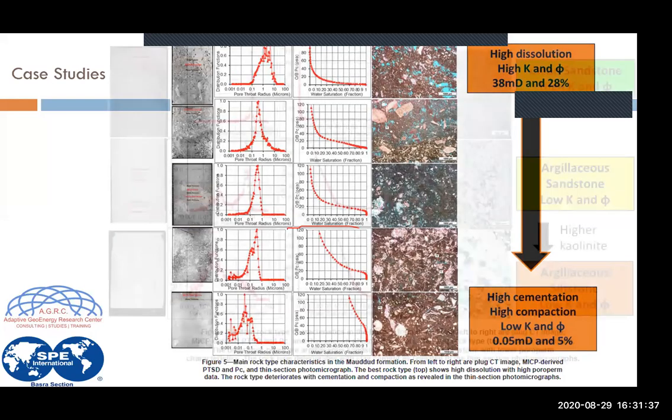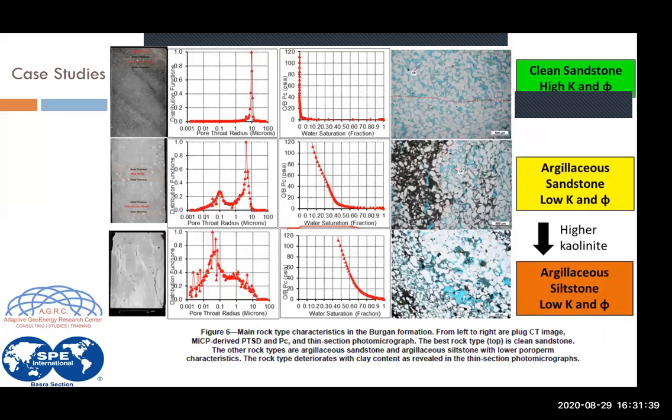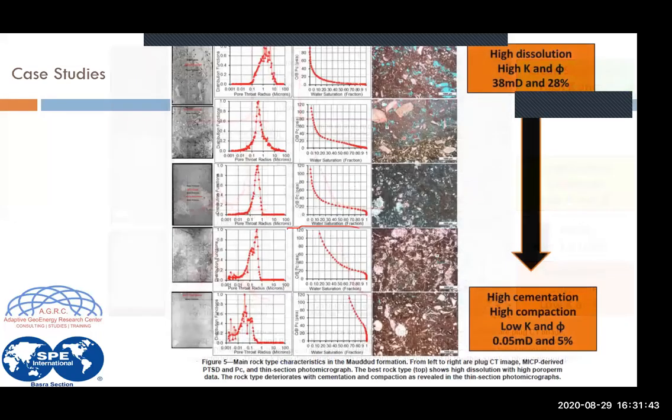Here again, just to show you some of the distributions, of course you can identify in this case, from the high dissolution to a high cementation, high compaction, that you are decreasing the pore flow radius. There's a peak here around 2 or 3, and then it moves until 0.03, 0.04. So we are decreasing the permeability and porosity in this case.